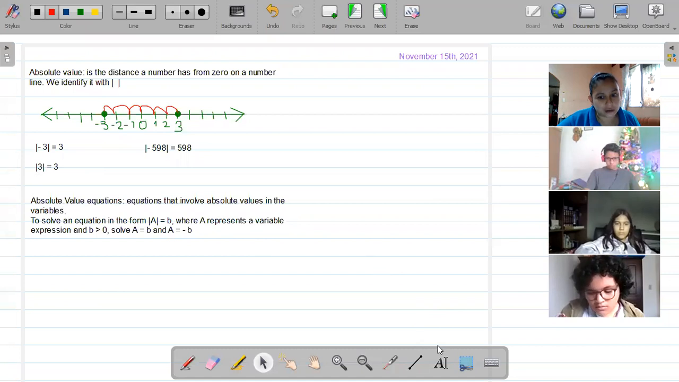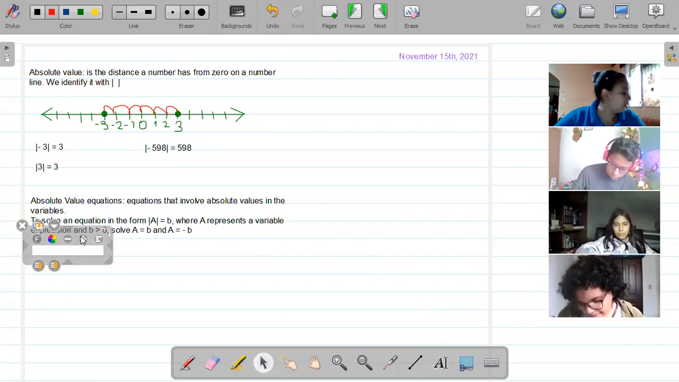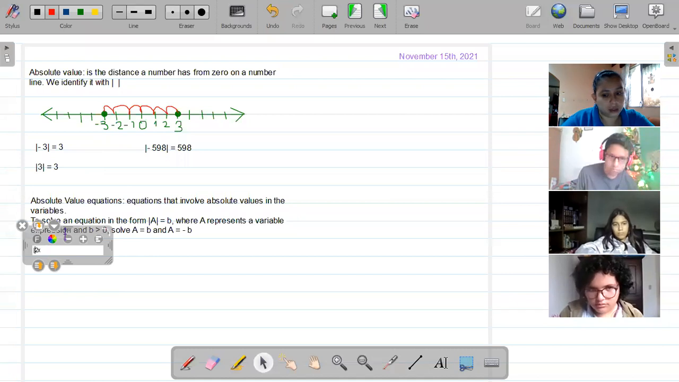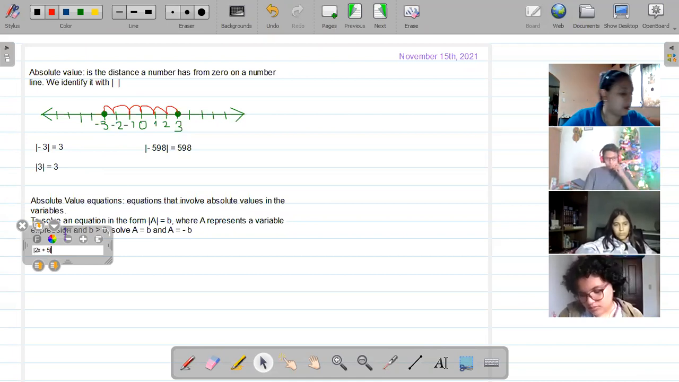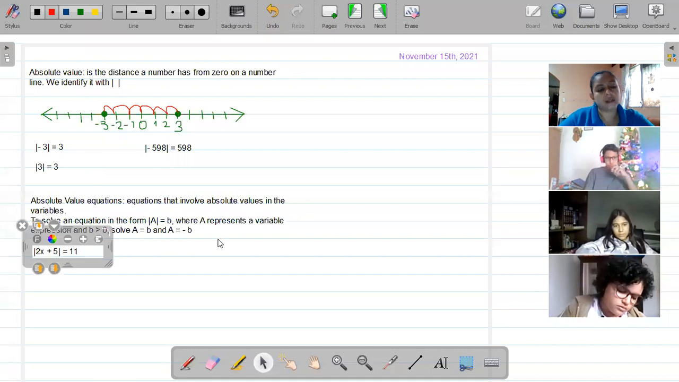So let's see an exercise like this, an easy exercise to begin with. So let's say that we have the absolute value of 2x plus 5 equals 11. That's our first example. Absolute value of 2x plus 5 equals 11.